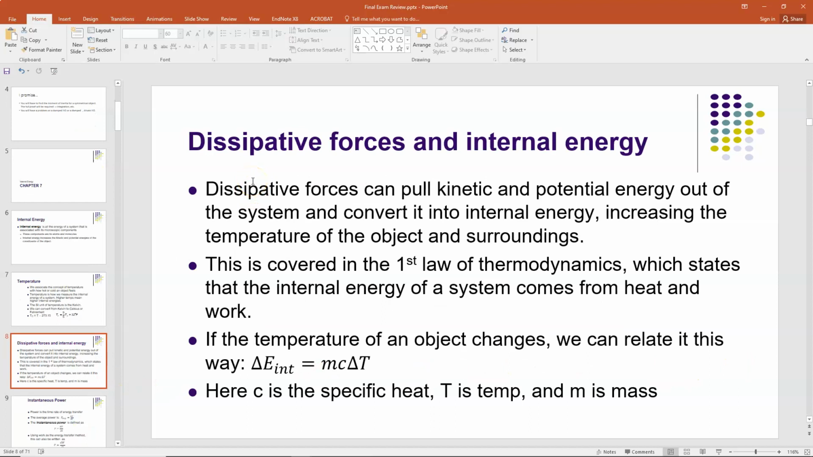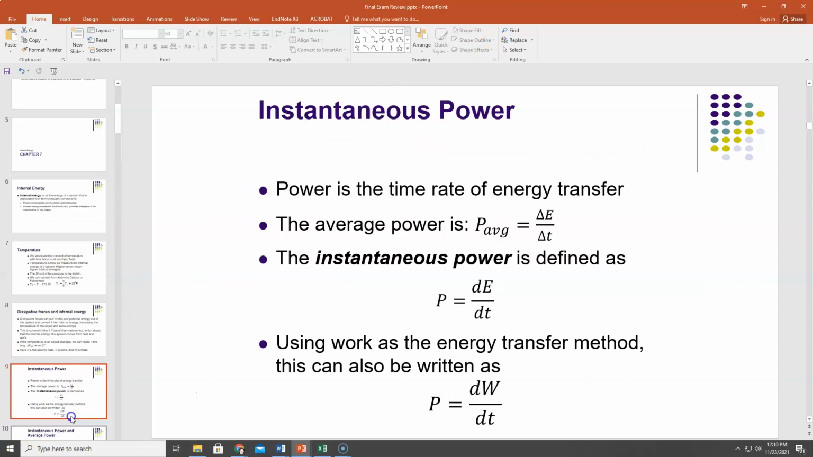Now, dissipative forces can pull kinetic and potential energy out of the system and convert it into internal energy, which increases the temperature of the object and the surroundings. And that's covered in the first law of thermodynamics, covered in thermal physics. If the temperature of an object changes, we can relate it in this way. The change in the internal energy of the object is equal to mc delta T, where m is the mass, c is the specific heat, and delta T is the change in temperature.